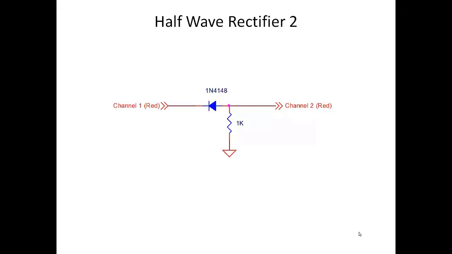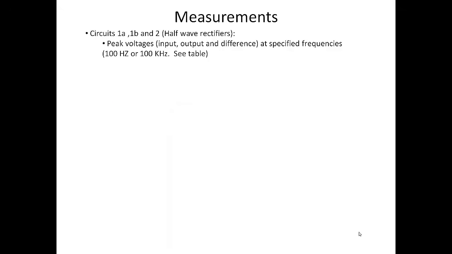For this circuit, reverse the direction of the small signal diode and observe the waveform on the oscilloscope. For this case, you want to measure the difference between the minimum voltages of the input and output waveform. Record your results in the table for circuits 1A, 1B, and 2.